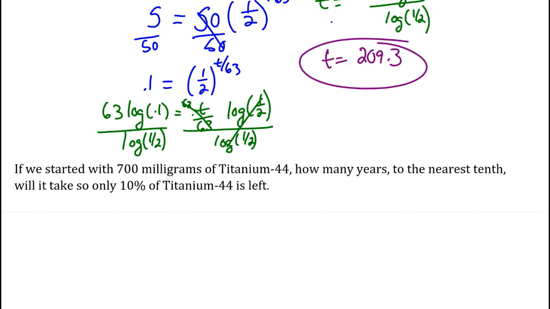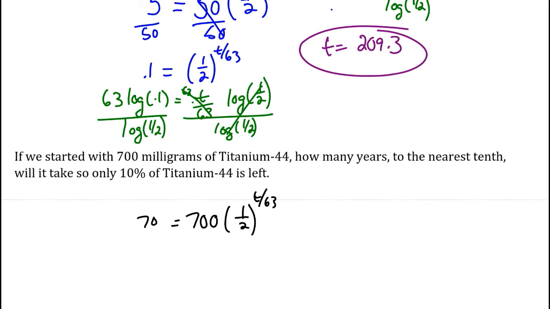The second part of this question says, if I started with 700 milligrams of titanium-44, how many years to the nearest tenth will it take so only 10% of the titanium's left? So instead of starting with 50 grams, I'm starting with 700 grams. Equals, well, what's 10%? Not 5 anymore. It's 10% of 700 is 70. Divide by 700. 0.1 equals 1/2 to the t over 63.